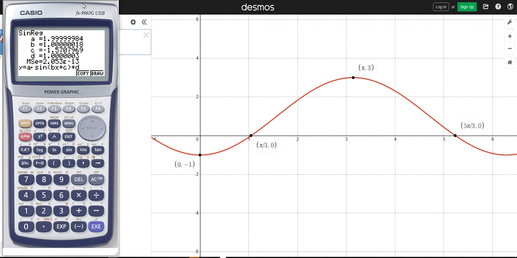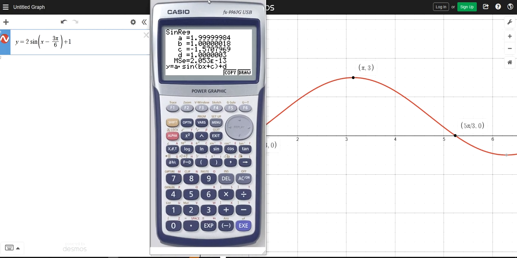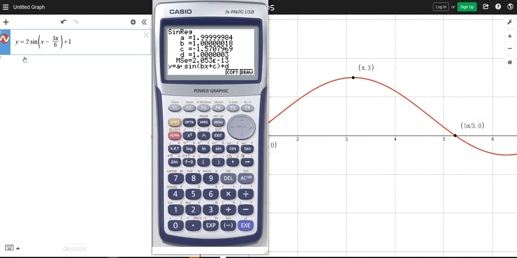All right. Now let's have a look at the actual equation. The actual equation is y equals 2, so a is 2, sine of x, the coefficient of x is 1, minus 3 pi over 6. 3 pi over 6 is 1.57, yeah, plus d, 1. And that is my equation.